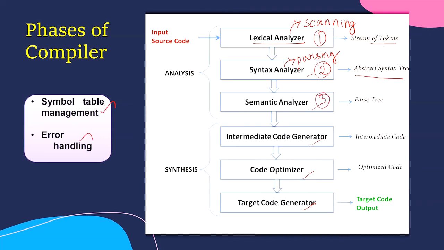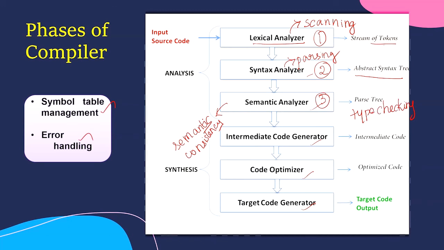Then semantic analysis. This is the third phase of a compiler, and this checks for semantic consistency. Type information is gathered and stored in the symbol table or in a syntax tree. So, the main work of the semantic analyzer is type checking. The output is a parse tree.